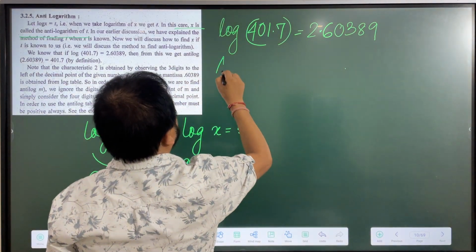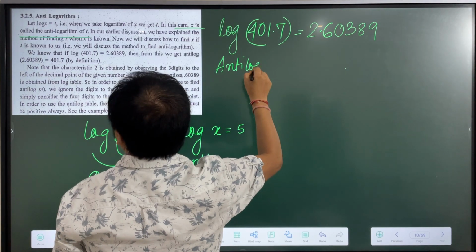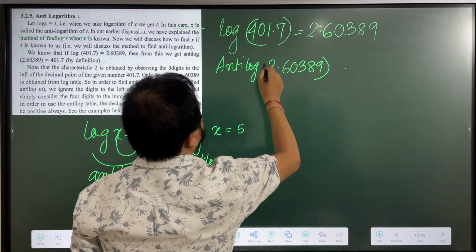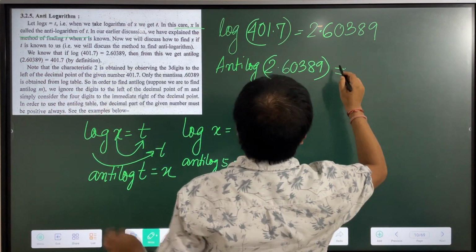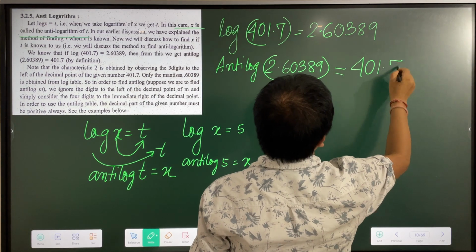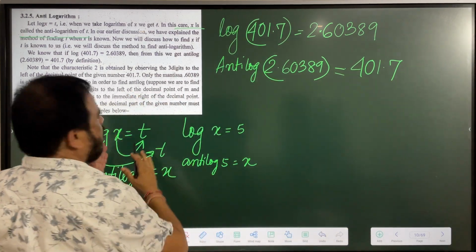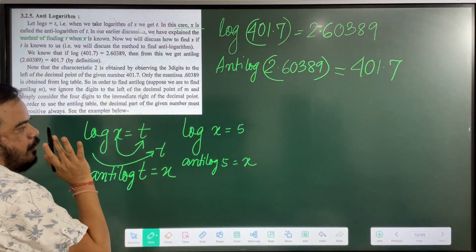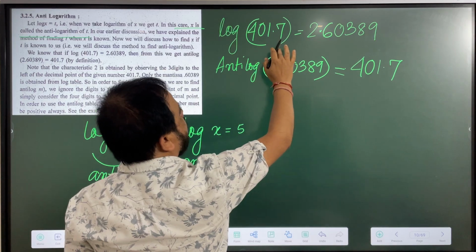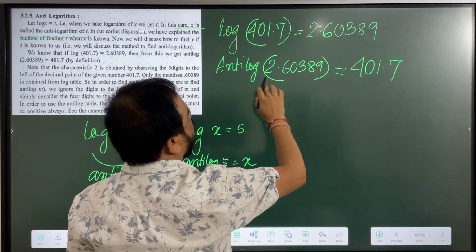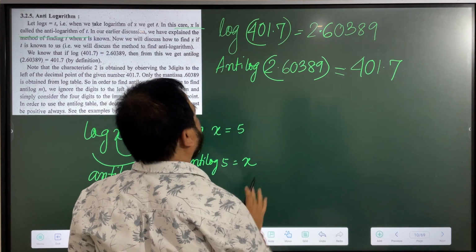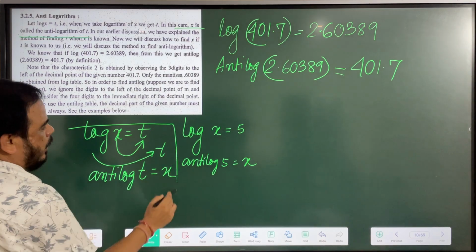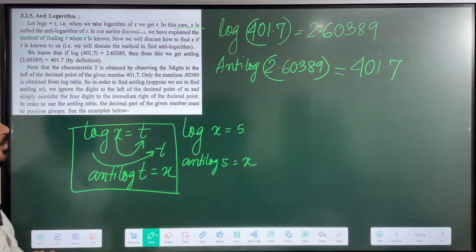So anti-log of 2.60389, we get 401.7. I hope you understand this one. This one and this one are the same thing. Log x equals t, so anti-log of t equals x. Log 401.7 equals 2.60389, so anti-log of 2.60389 is equal to 401.7 by definition. This is the definition of anti-log.